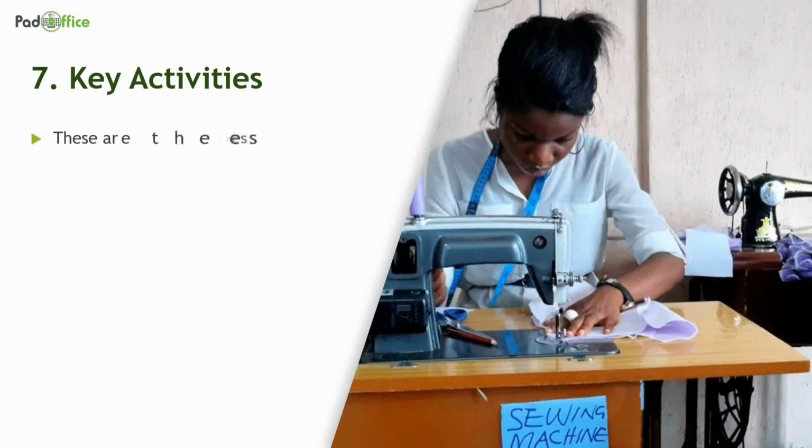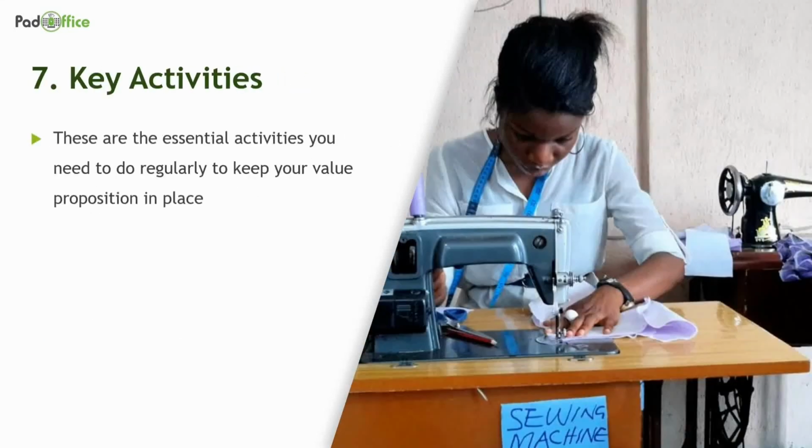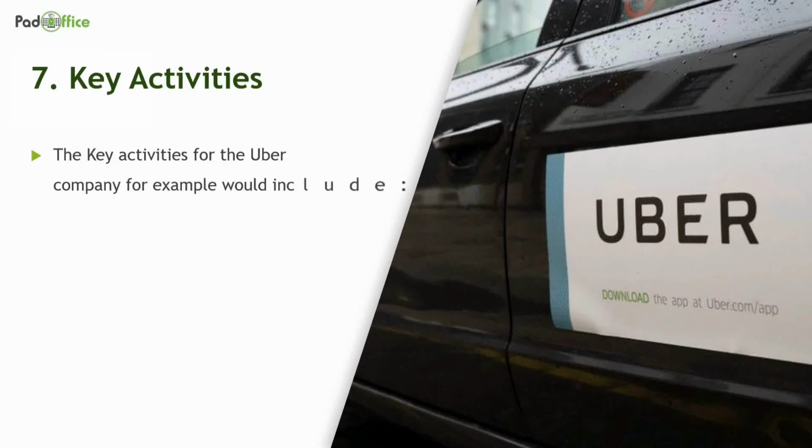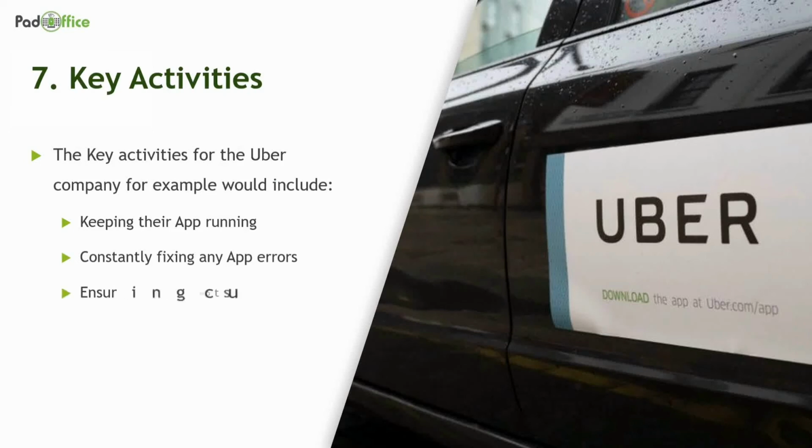Number 7, key activities. These are the essential activities you need to do regularly to keep your value proposition in place. The key activities for the Uber company, for example, would be to keep the app running, to constantly fix any app errors, to ensure customer satisfaction, to monitor their drivers. So, what are the key activities for your own business?